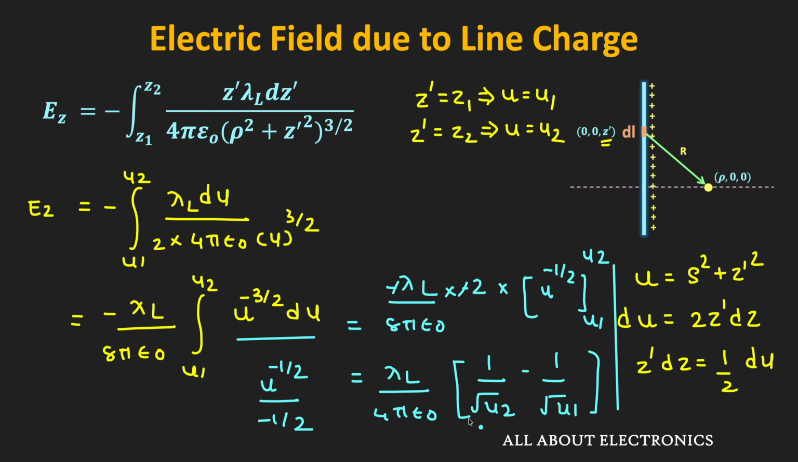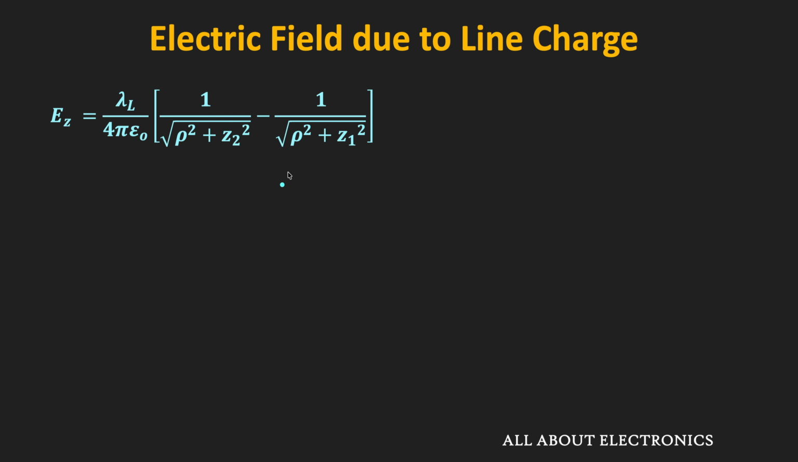And here, as you know, u2 is equal to rho square plus z2 square, and u1 is equal to rho square plus z1 square. So accordingly, this is the expression of the Ez. And earlier, we have seen that the E rho can be written as lambda L divided by 4 pi times epsilon naught times rho times sin theta 2 minus sin theta 1.